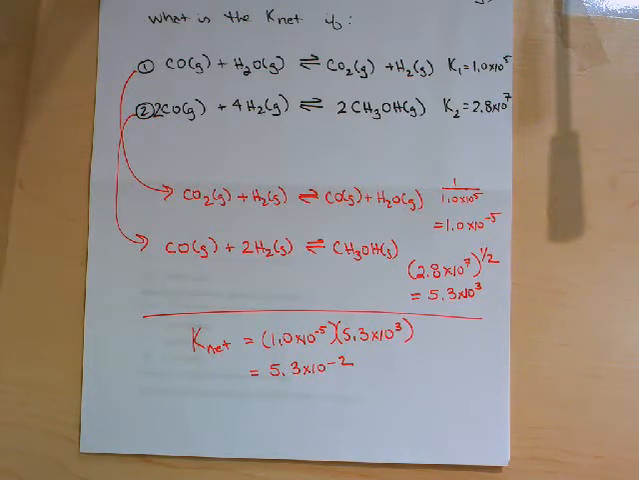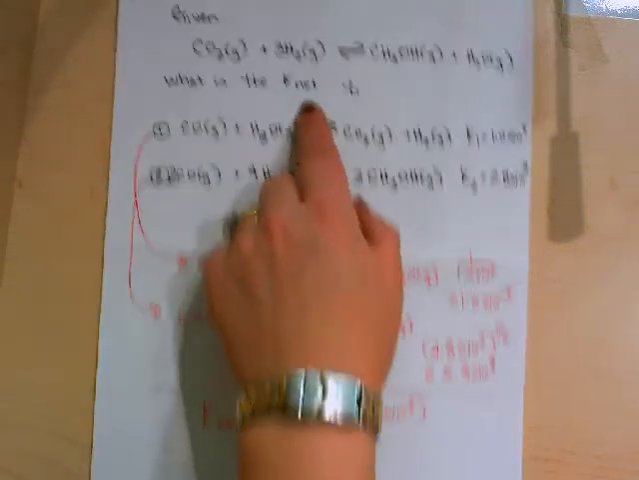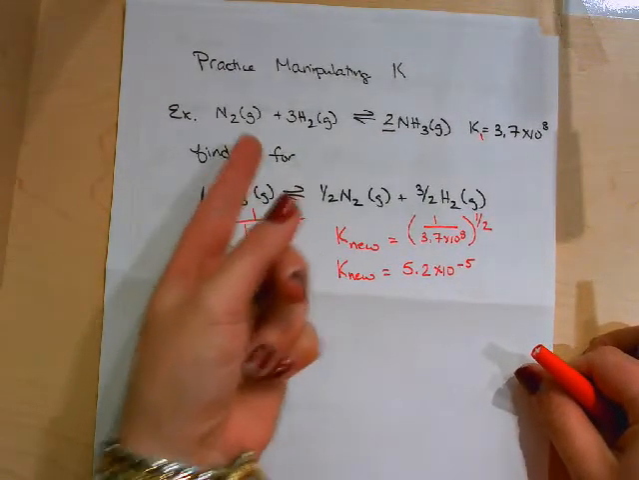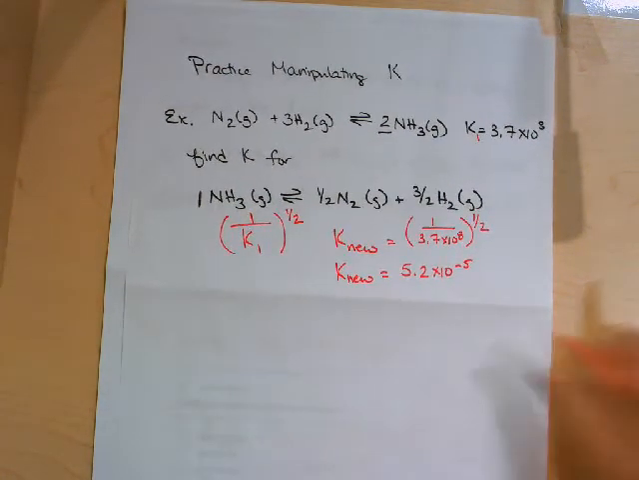So either you're looking for k net, like it is in this one where you combine 2 equations, or it's just this where you just compare the original to the new and you figure out how to manipulate the k. That's the only 2 ways these problems work out.